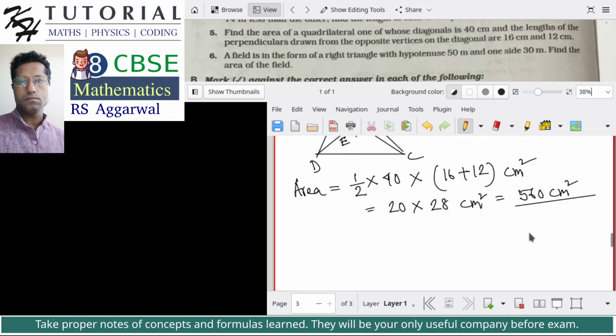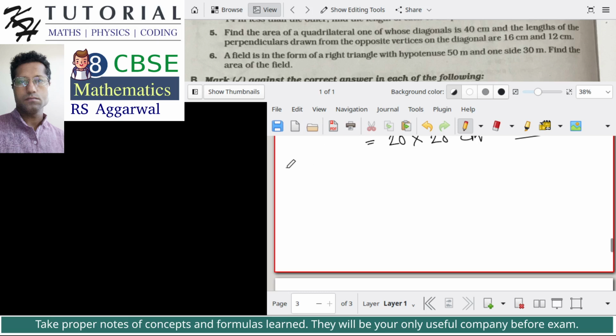Okay, let's do problem number 6. A field is in the form of a right-angled triangle with hypotenuse 50 meter and one side 30 meter. So the field is like a right-angled triangle. Let's say ABC be the field with the right angle at B. So AC is the hypotenuse. It is given as 50 meter and one side is 30 meter. Let's say this is 30 meter.